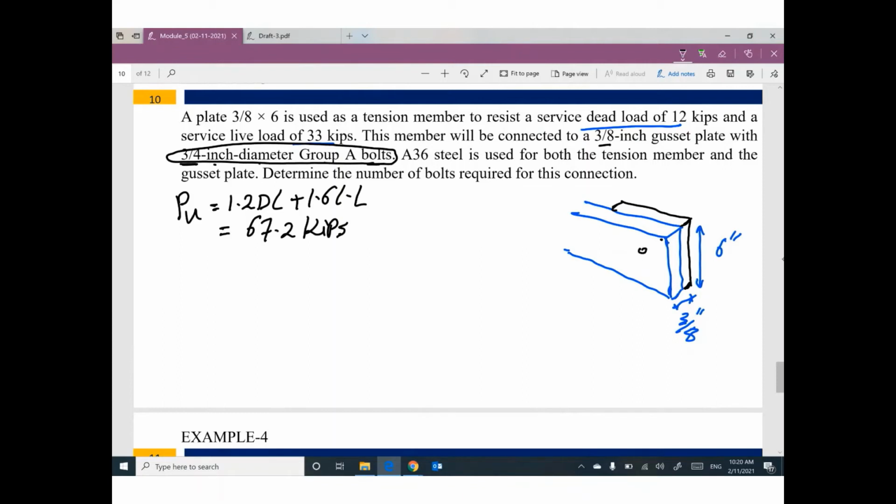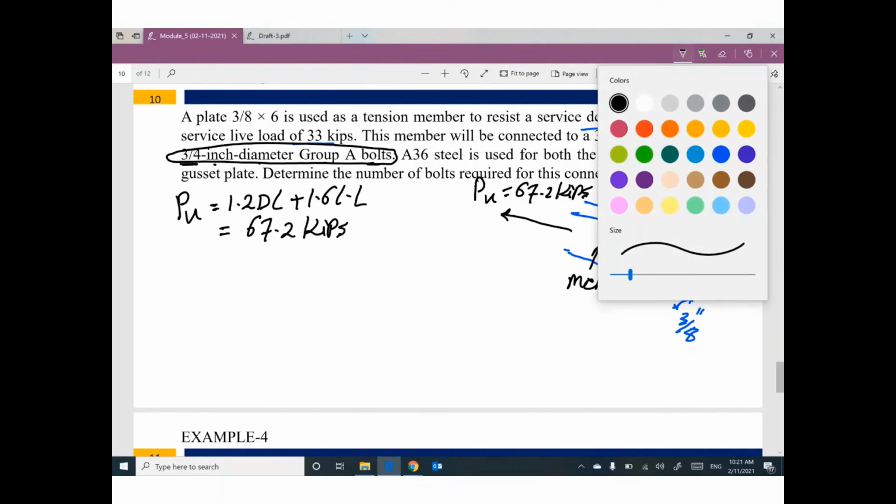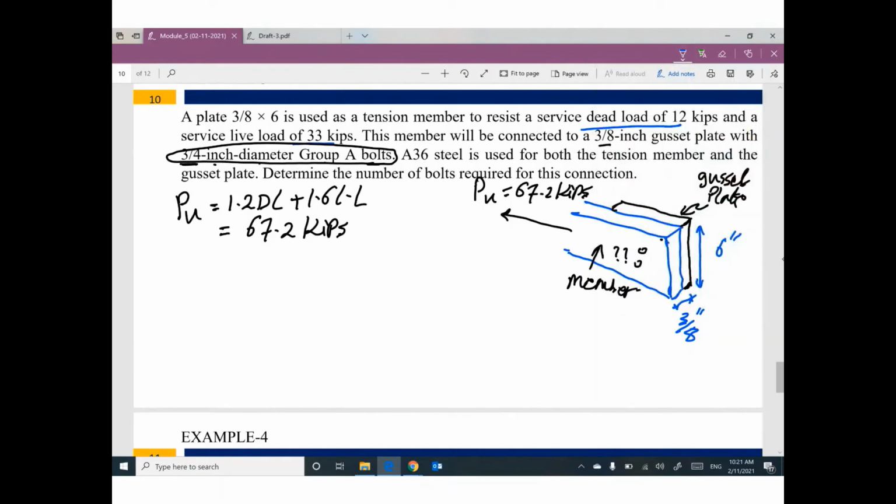How many bolts here? To connect between this gusset plate and this plate, which is the tension member, and this tension member is under the effect of P ultimate equals 67.2 kip. Okay, to figure out how many bolts, let's start with the design strength of one bolt. This is for one bolt. It's very easy.